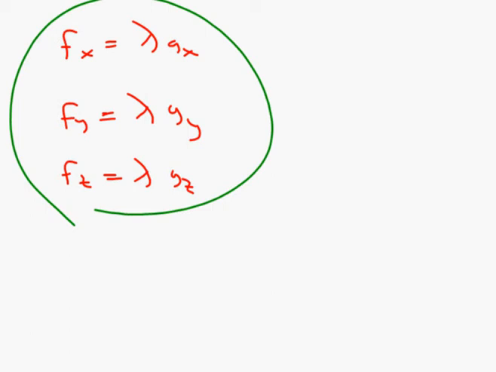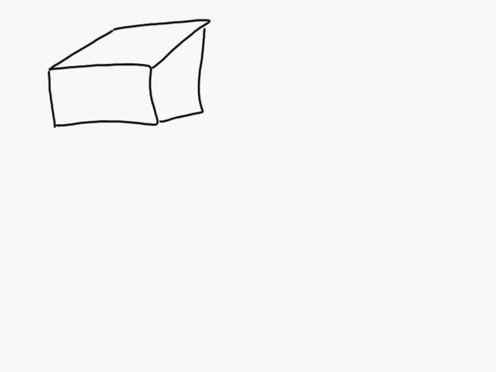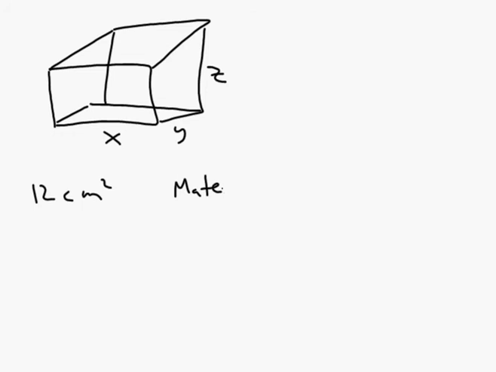Okay, so let's start a problem. Let's consider a problem. Let's pretend we're going to make a box that has no top, 4 sides, and a bottom. So you can see there's a bottom back there. Let's pretend its dimensions are x, y, and z. And we have 12 centimeters squared of material to use. And we want to maximize volume.